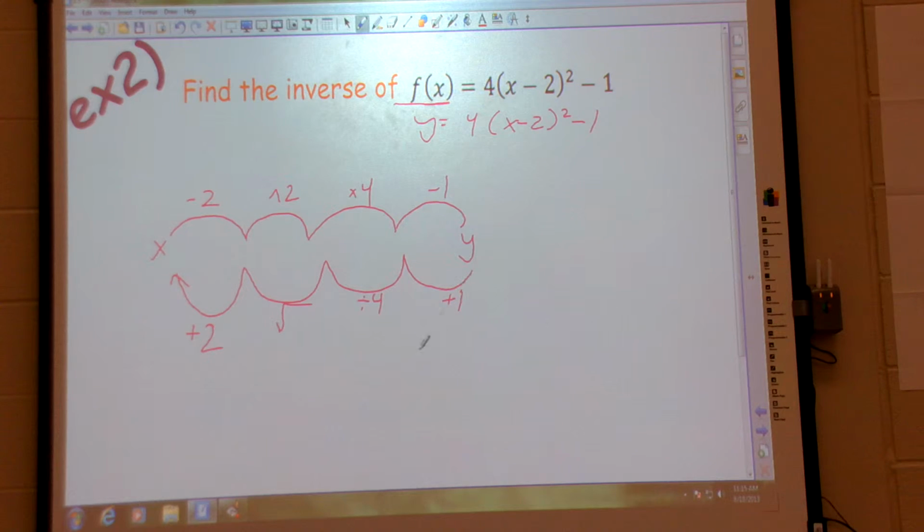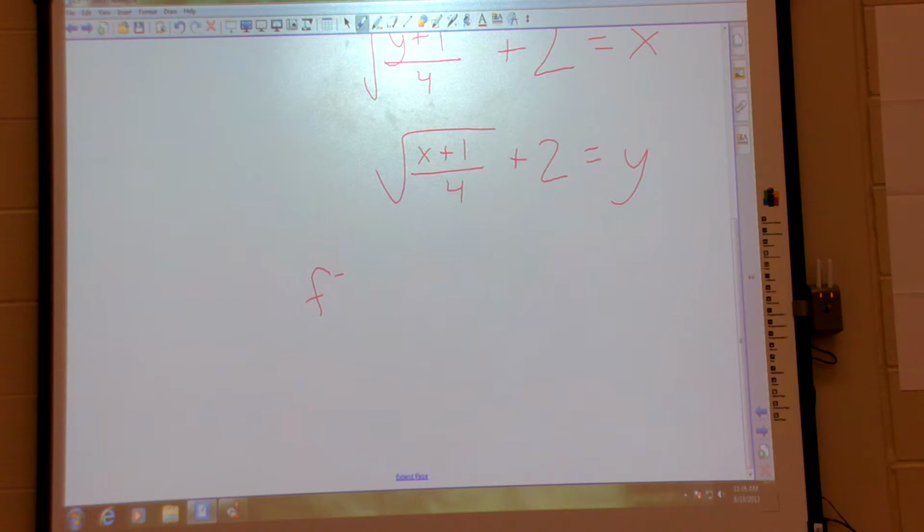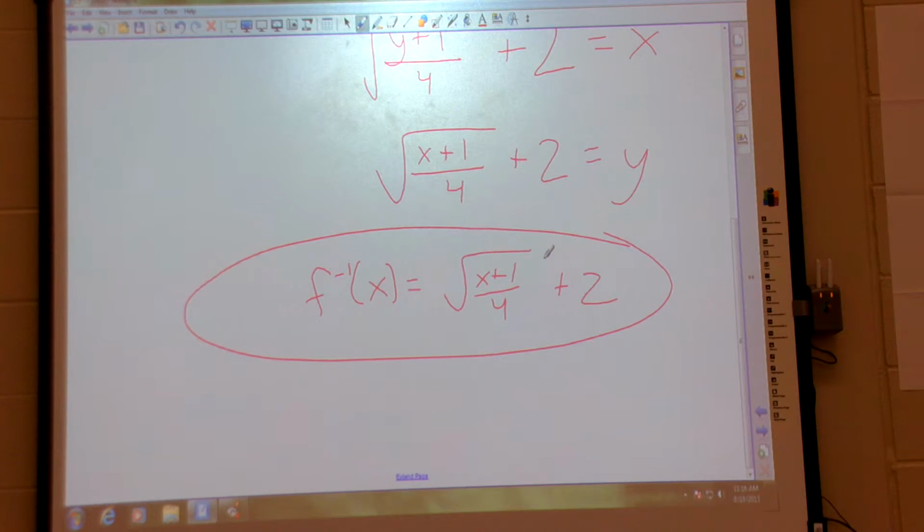Okay, so now I look backwards. I have y plus 1, all divided by 4, all under that square root, all plus 2, and that equals x. So next thing I'm going to switch x and y. Wherever I have a y, put an x. Wherever I have an x, put a y. And we're big kids, we should be able to jump straight to inverse notation instead of y, because I technically didn't even have a y on this problem. There we go. Just make sure you clean it up as much as you can.